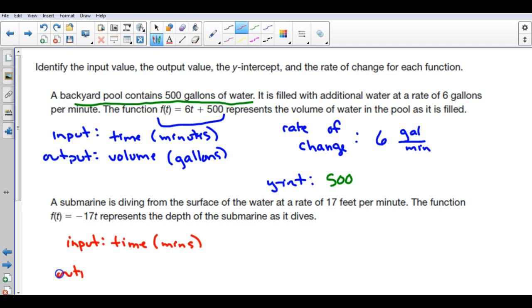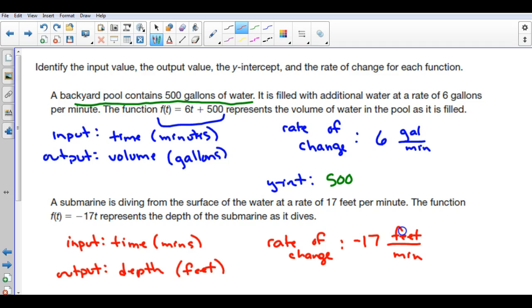And then my output value. So if they're down there for 1 minute, 2 minutes, 3 minutes, what's going to depend on that? And that would be the total depth. So the depth, which we can see up again from here, the 17 is in feet. So it's feet per minute. So that's going to be my next thing, my rate of change. So rate of change in this case, since they're diving underwater, it's negative 17. And notice we are comparing our output unit to the input unit. So it's 17 feet per minute.